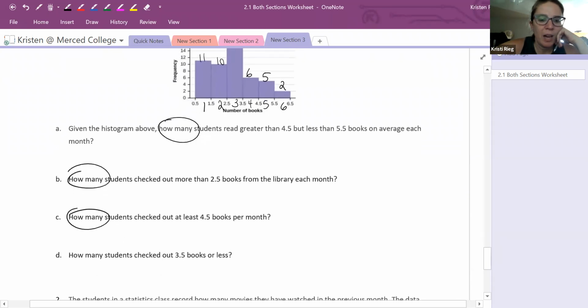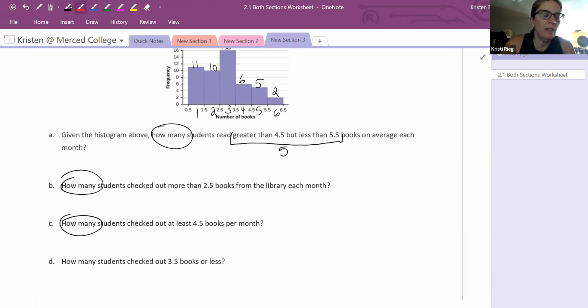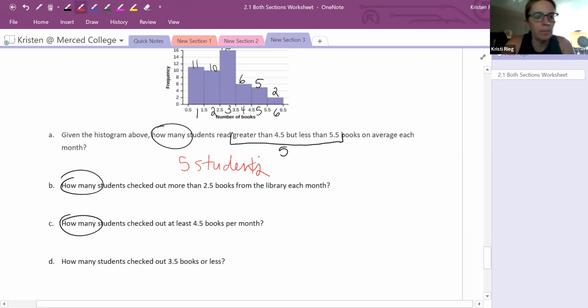So first, how many students read greater than 4.5, but less than 5.5? Okay, so let's think about that right here. Greater than 4.5, but less than 5.5. That means 5. How many students read 5 books? And we can see that 5 students read 5 books from the picture. So how many read 5 books? 5 students. I could just see it right here on the height that there was 5.